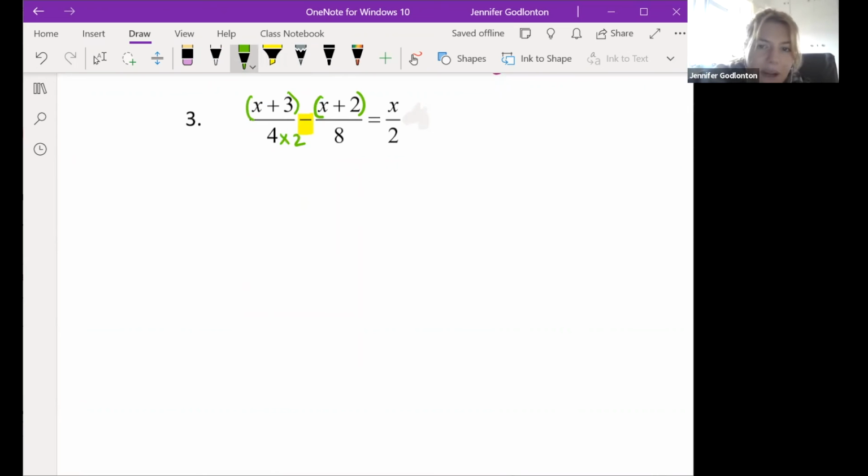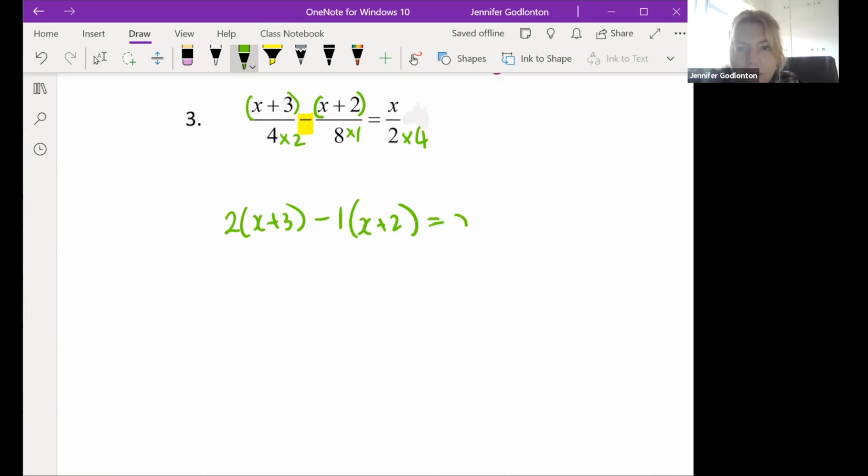So we're going to times that by 2. We're going to times that by 4 so that we get a lowest common denominator of 8. So I'm going to say 2 times (x plus 3) minus 1 times (x plus 2) is equal to x times 4. Then I'm just going to do that distribution. So 2x plus 6 minus x minus 2. And this minus 2, this is where lots of people will make a mistake and write it as a plus 2. That is equal to x times 4, which is just 4x.